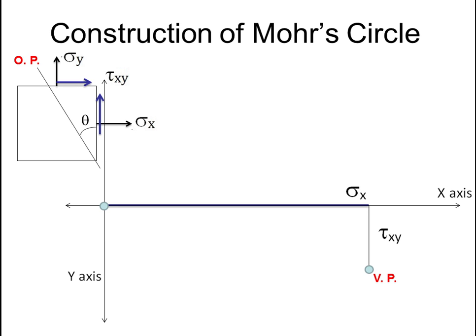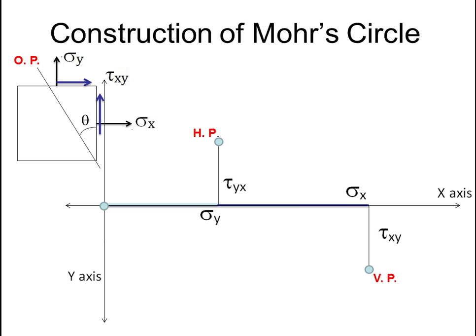Similarly, we have to represent the horizontal plane. In this horizontal plane, the normal stress sigma y is tensile in nature. So this is on the right side of the x-axis, or positive x-axis, and for this shear stress in the horizontal plane, try to rotate the block in a clockwise manner. So it is represented on the positive y-axis. Now we have the horizontal plane as well as the vertical plane.